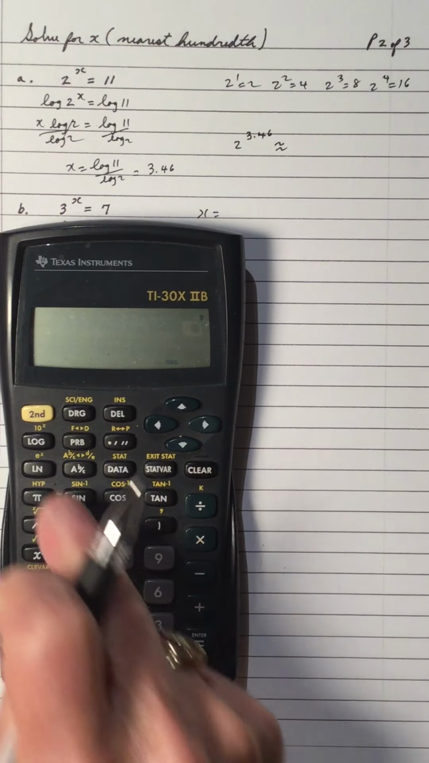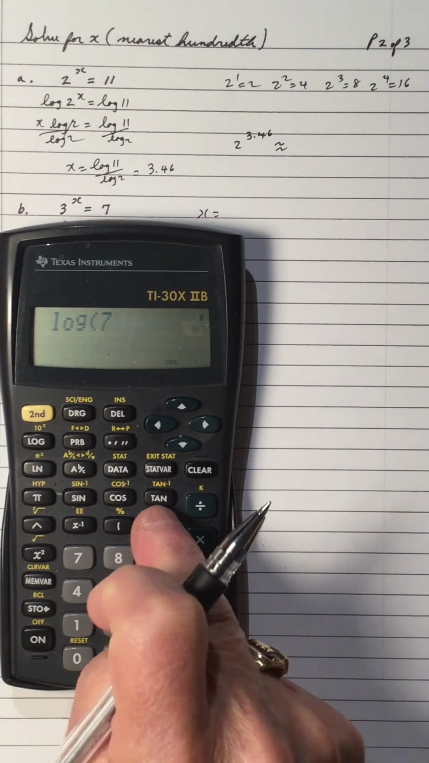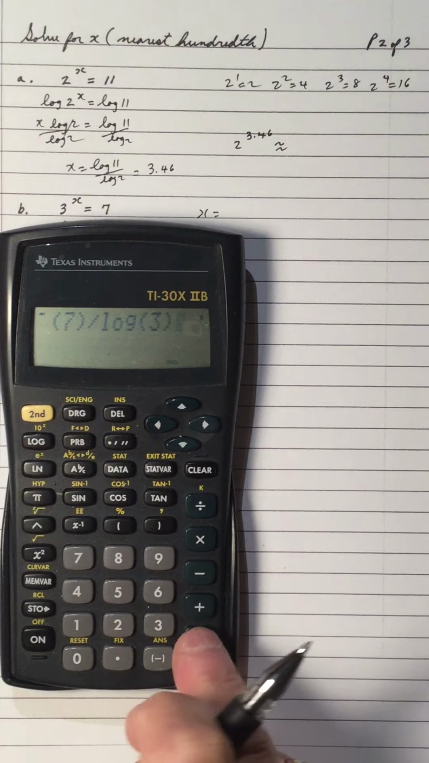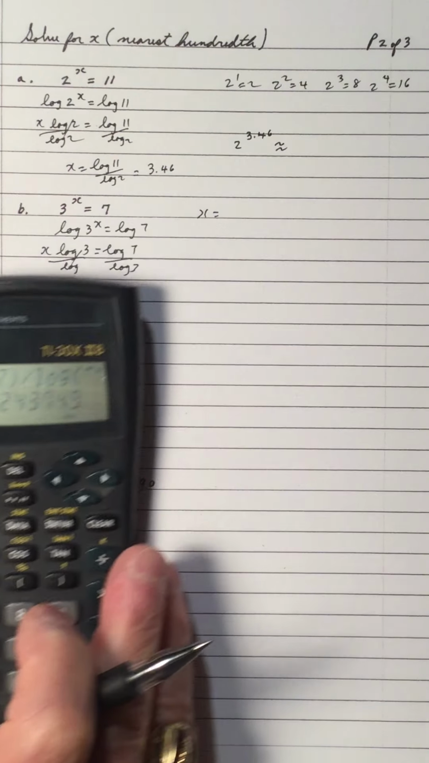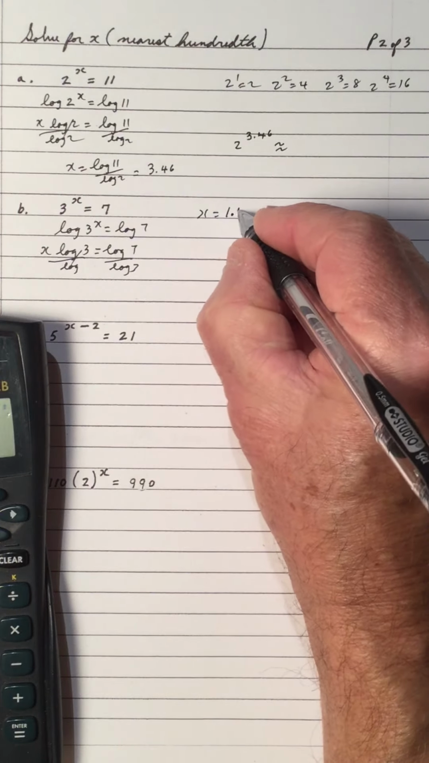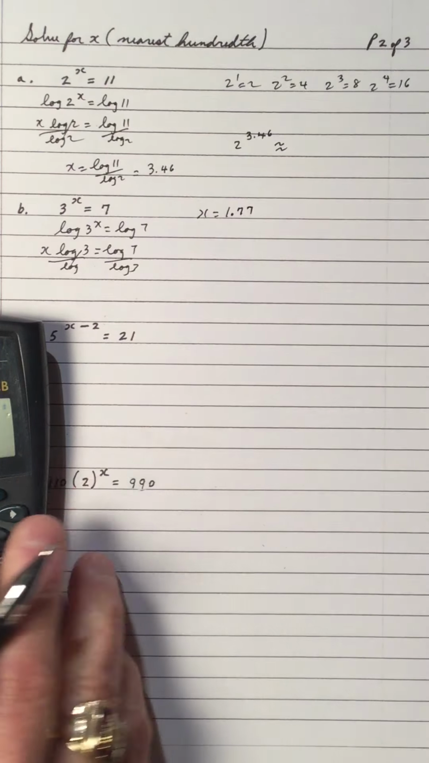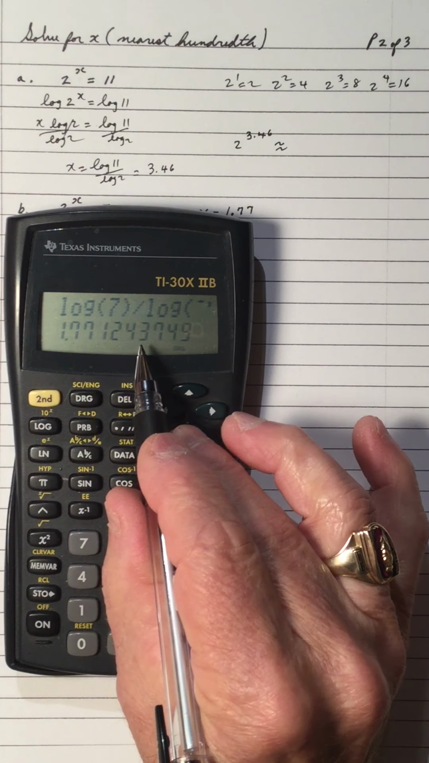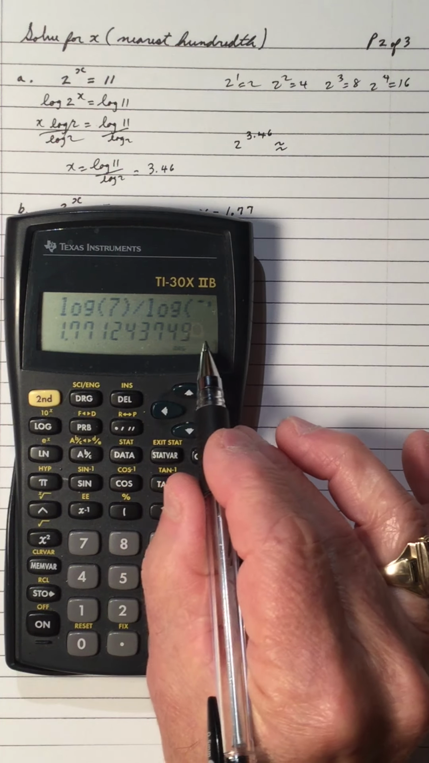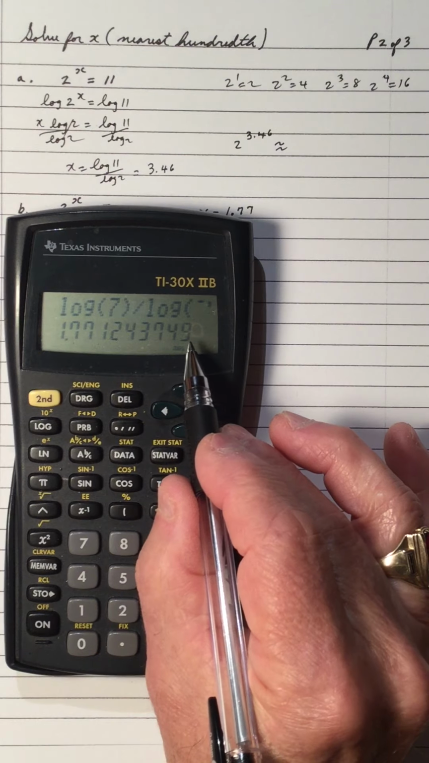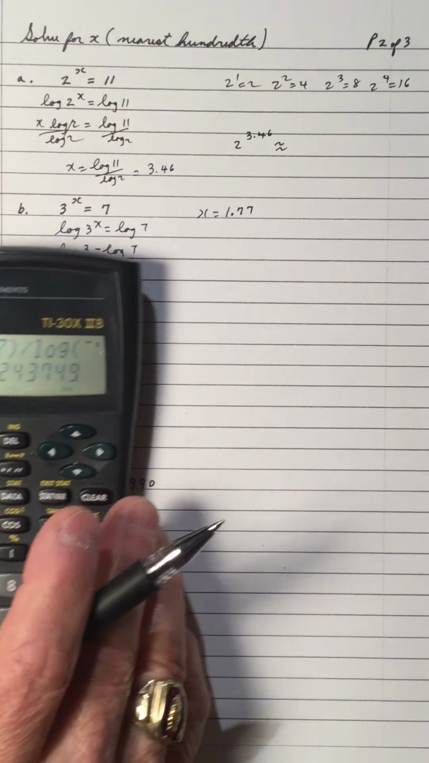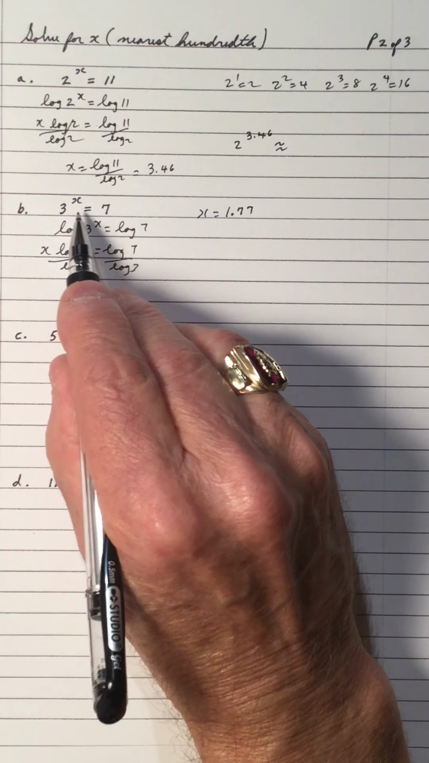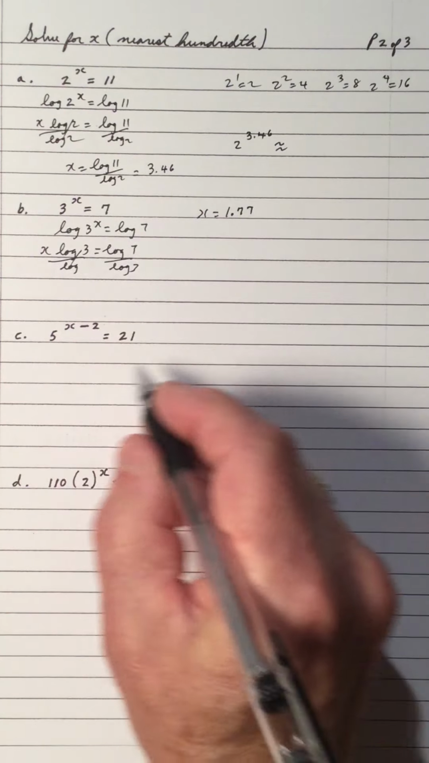So take a calculator, log of 7, division, log 3. And we have 1.77. So again, it's an approximation because as you can see, 1.7712437449. This keeps on going, but the calculator just stops at these many decimal places. So this is an irrational number. So if you put 3 to the 1.77, you'll get close to 7.